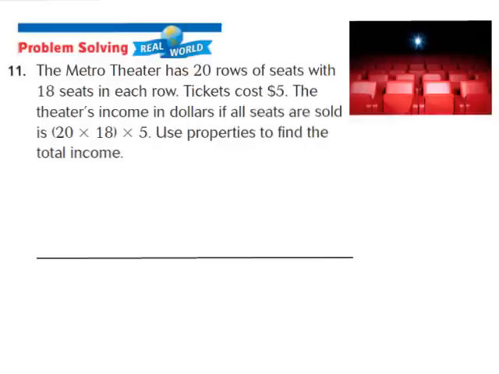So I'm going to write down what's given. I have 20 times (18) times 5. Well, if I'm going to solve what's in parentheses first, I'm looking at 20 times 18, and that's not a very easy problem to solve mentally. So I asked myself, is there a way that I could change things around or put numbers together that would make it much easier to solve mentally?